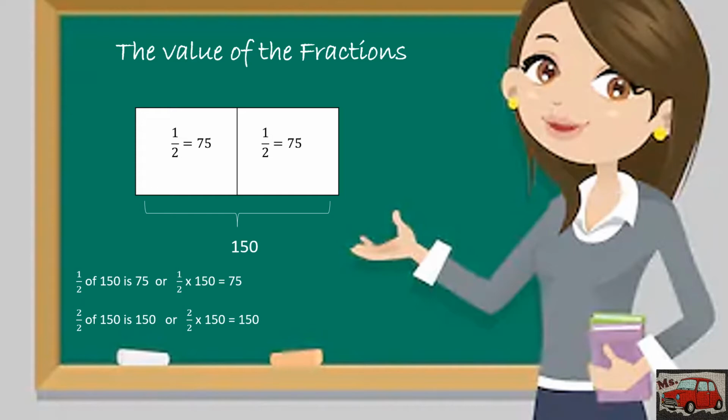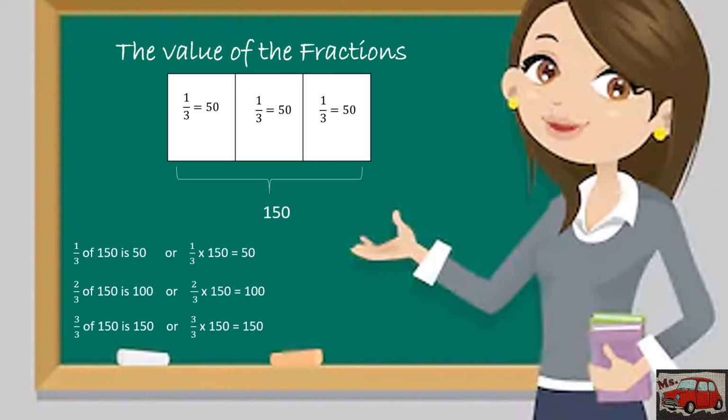So, kapag sinabi naman natin 2 over 2 of 150, so 2 over 2, ibig sabihin, buo yun, diba? Kasi dalawang shades, dalawang part. So, buo na siya. So, 2 over 2 ng 150, equivalent lang din nun is 150.